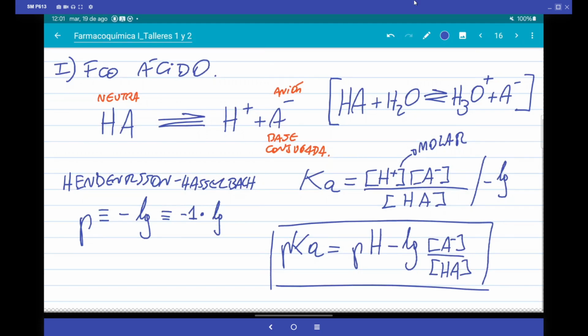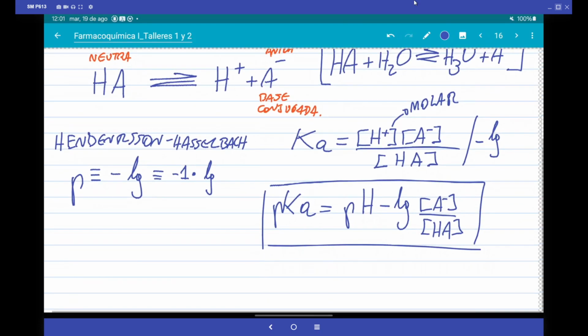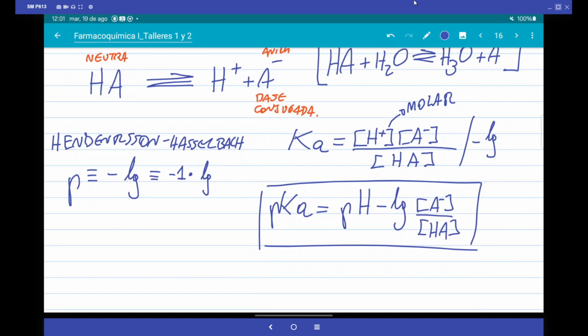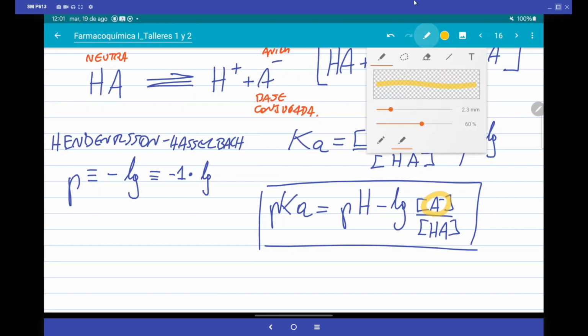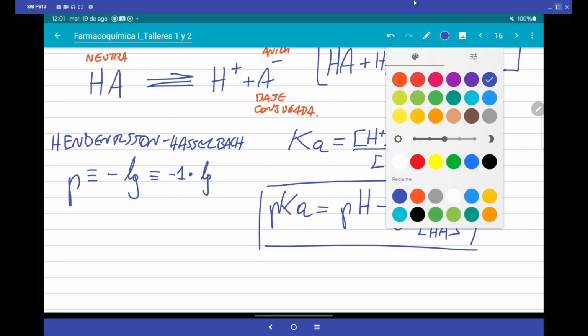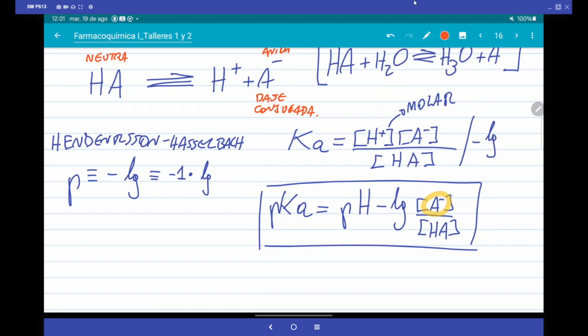Then what do I want to highlight here? In the case of an acid drug, in the numerator we have here to the right this A minus, that would be the ionized form of the drug. That is what interests me here. Keep in your mind that in the numerator we have the ionized form. Well then, that does not have anything complicated for you.